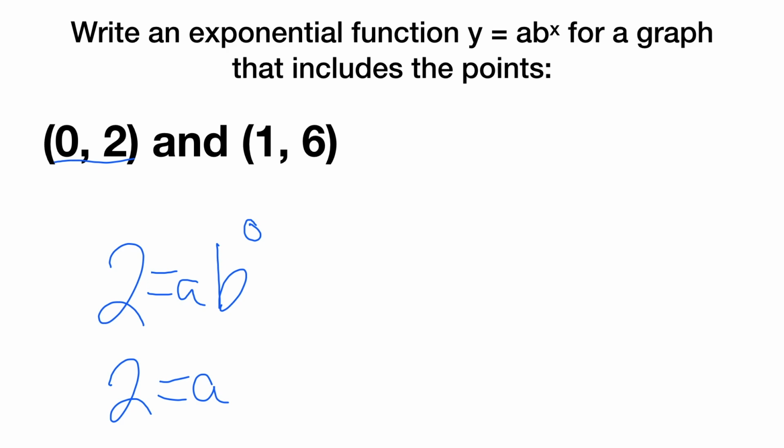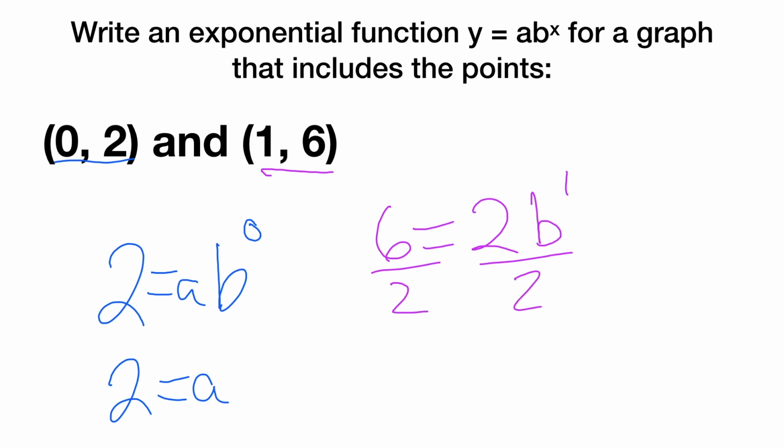So, let's see. 6 equals 2 times b to the first power. In other words, 6 equals 2b, so I can just divide both sides by 2. That means b equals 3, meaning our final equation is 2 times 3 to the x.